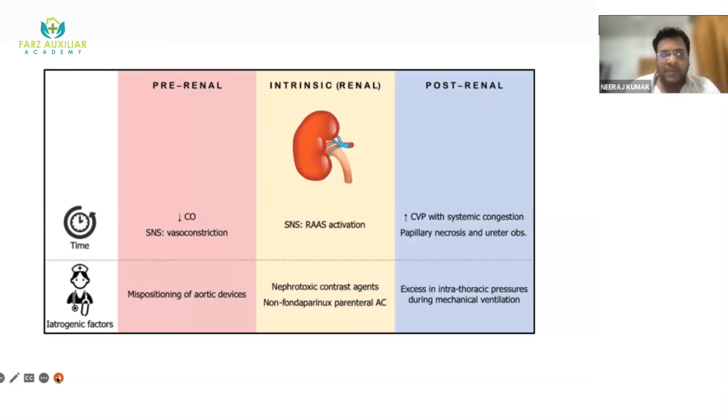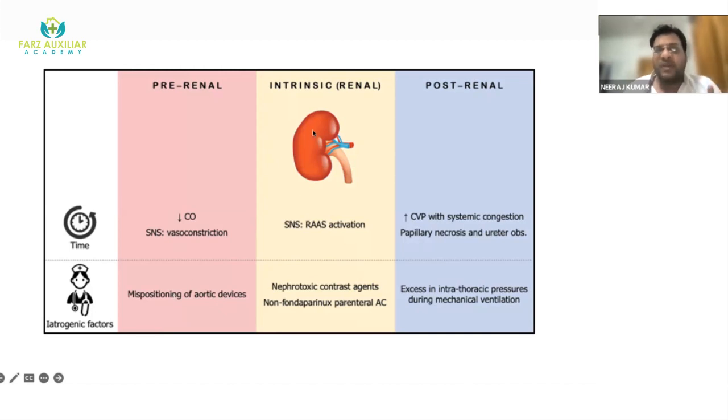Similarly, the classification has been made into pre-renal, renal, and post-renal. If you focus on the pre-renal, what is the exact pathophysiology? A decrease in cardiac output, because these patients may have hypotension, hypovolemia. So hypovolemia, septicemia, excessive dehydration, or excessive hemorrhage can cause a pre-renal state. These patients also have sympathetic nervous system stimulation because of vasoconstriction and decreased cardiac output, leading to pre-renal failure. A much less common factor is mispositioning of the aortic device. It has been written, but there are many other iatrogenic factors.